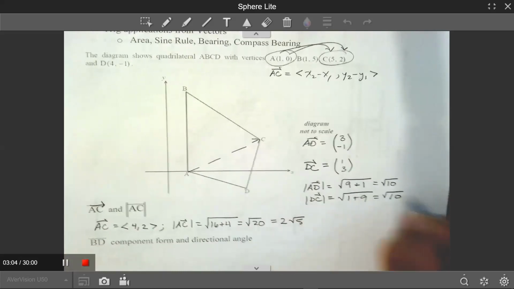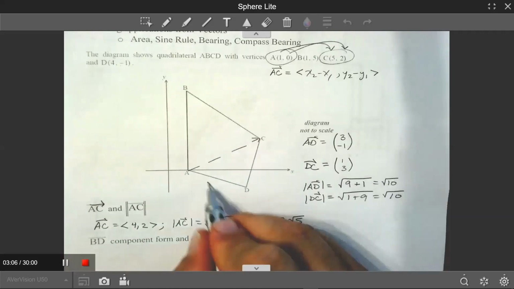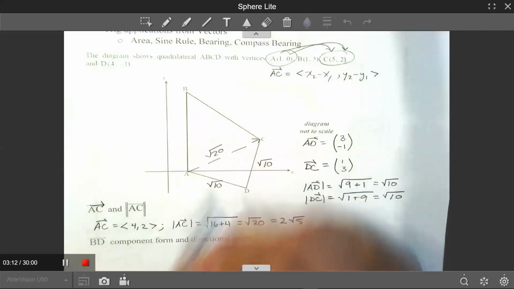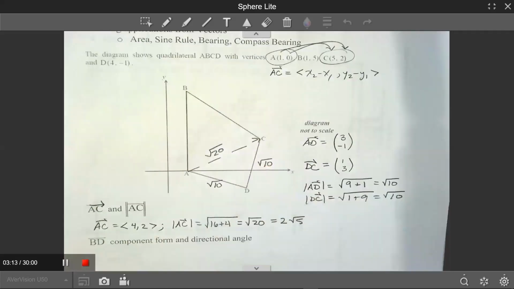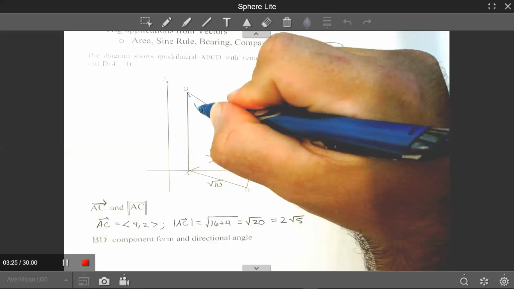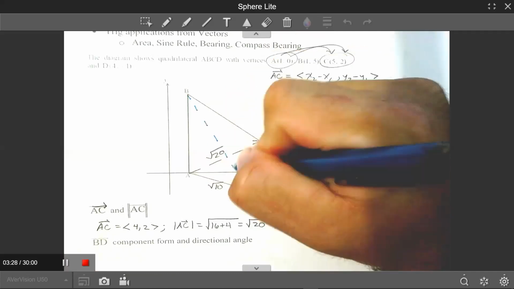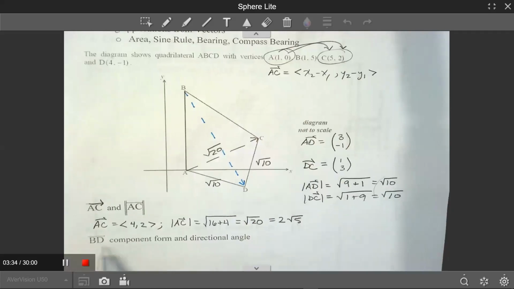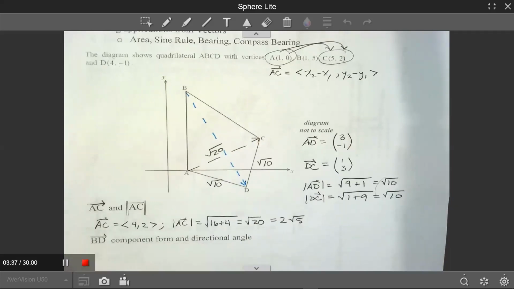All right, so here we have different setups that we have to be able to use to determine information for this quadrilateral. What about B to D? B to D is going to be this directional vector coming from B down to D. We want to find its component form and its directional angle.